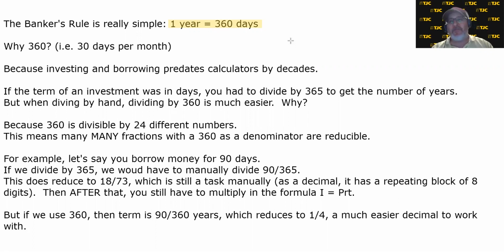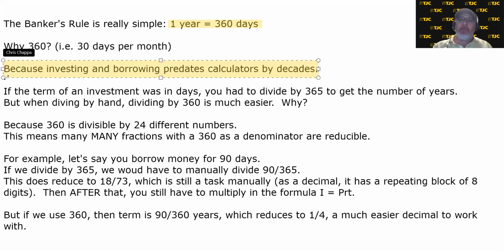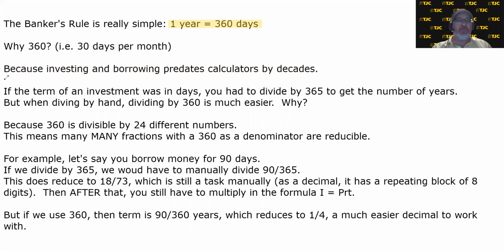Well, first off, it stems from assuming a month has 30 days. But the reason this is a rule is because investing and borrowing predates calculators by decades. That means people have been borrowing and investing money way before there was technology to do the math. So somebody had to do it by hand.